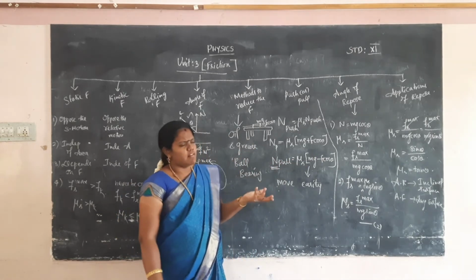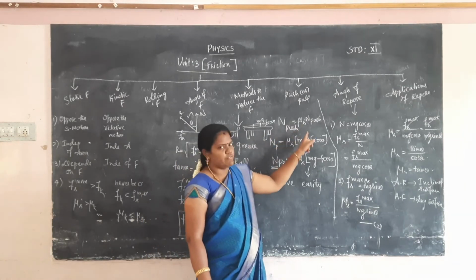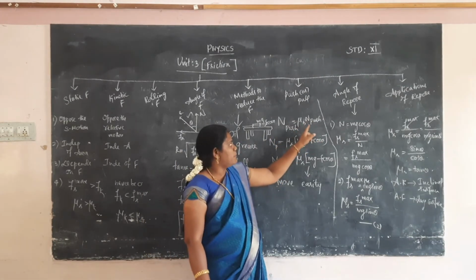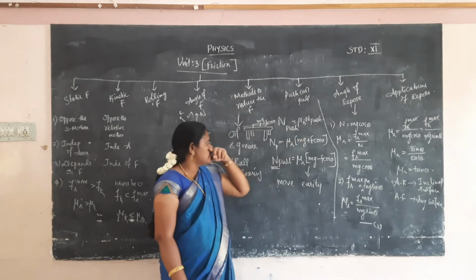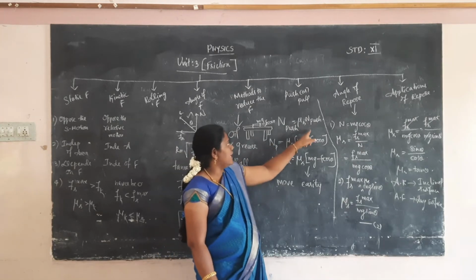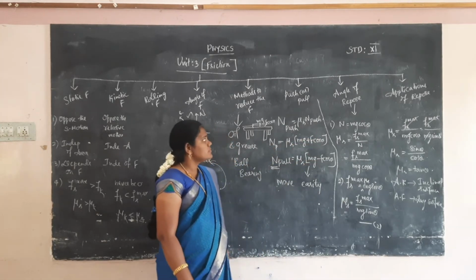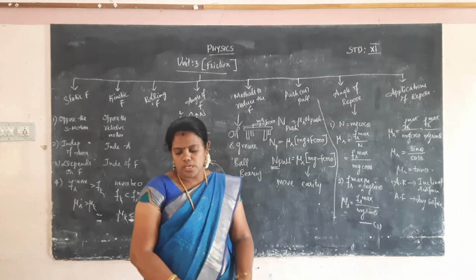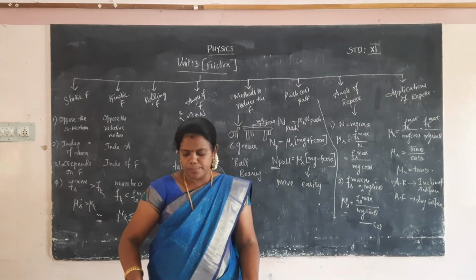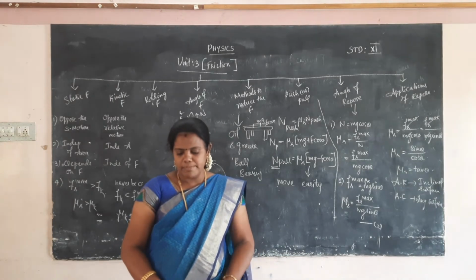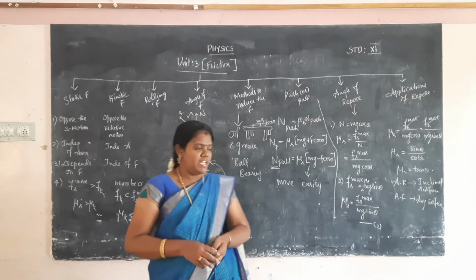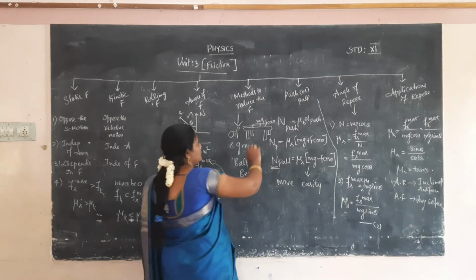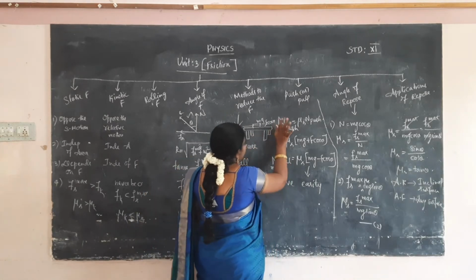Already we know that F is equal to the coefficient of static friction into N. N push means mu s into N push. N push means the normal force acting during the push. So N is equal to mg plus F cos theta. Now Fx maximum is equal to Fx maximum.